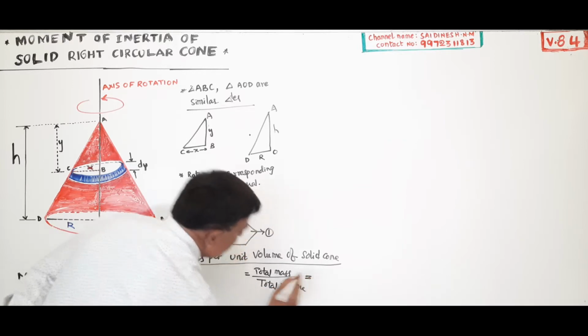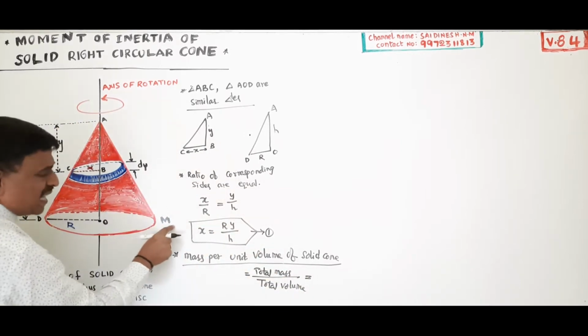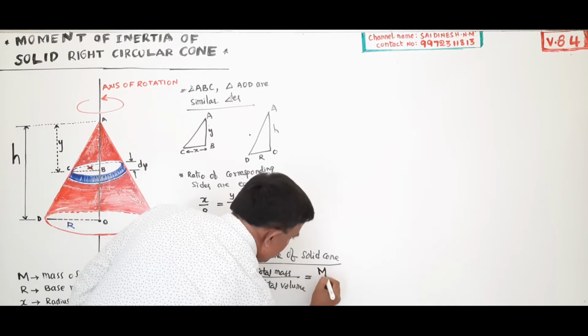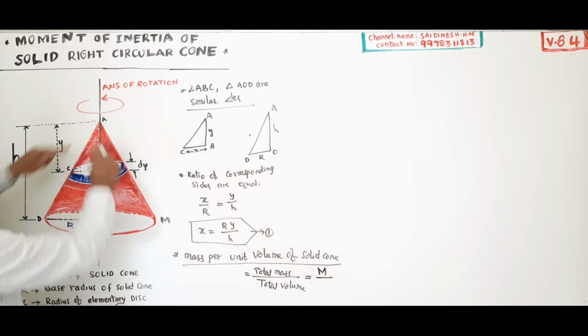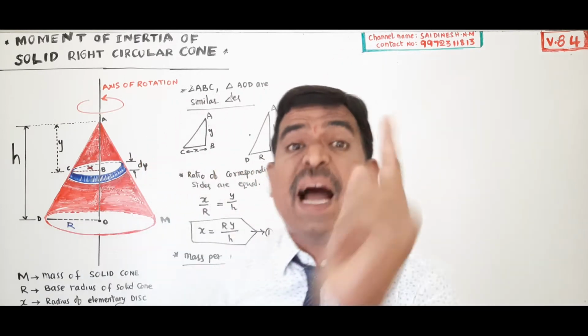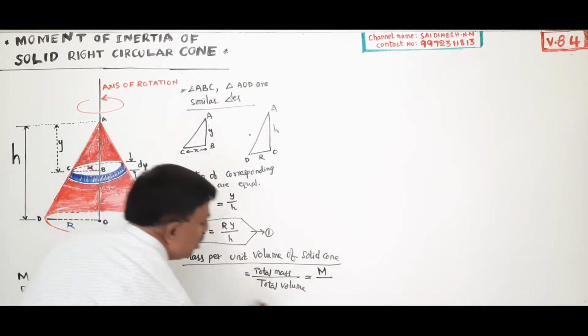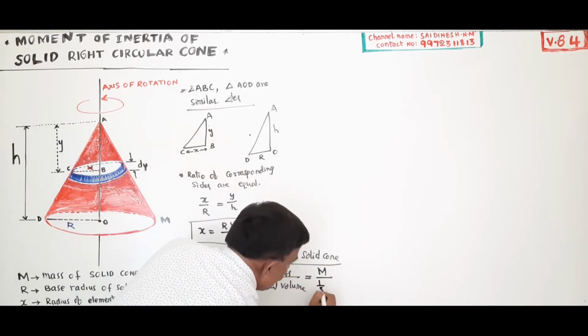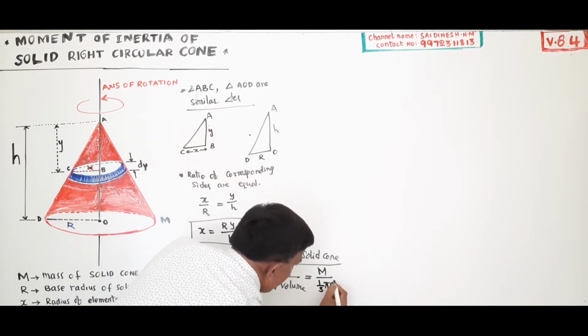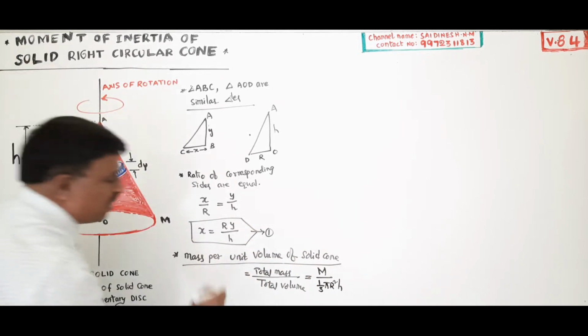Here please listen. Total mass of the cone is capital M. Total volume of the solid cone is 1 by 3 pi r square h. The reason is r is the radius of the solid cone and h is the height of the solid cone.